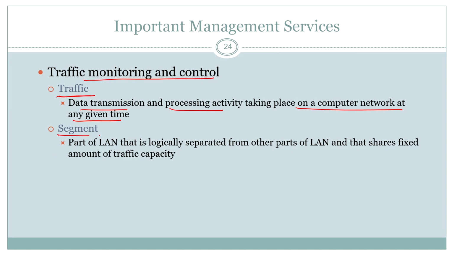Then there is something called a segment, another term that you will come across. A segment is a part of the LAN that is logically separated from the other parts of the LAN and shares a fixed amount of traffic capacity. Sometimes you would say you want a few computers to be located separately, and it can be separated not just geographically but logically. We keep these computers separate and they have a fixed amount of traffic capacity, and we do not want them to deal with other things. That kind of thing is called a network segment.